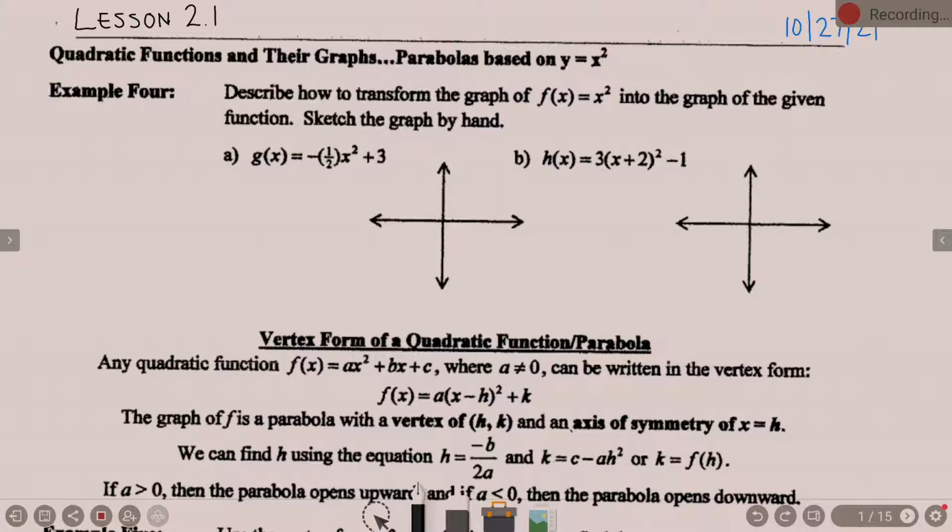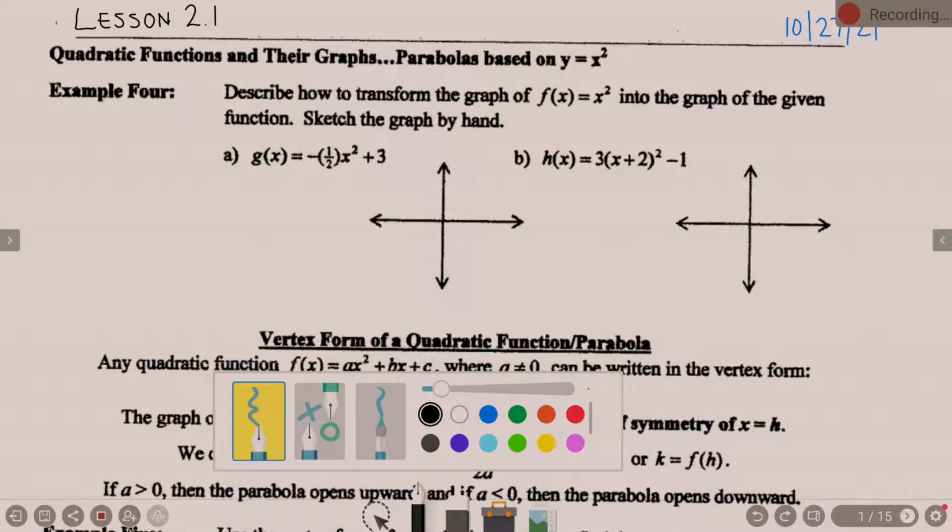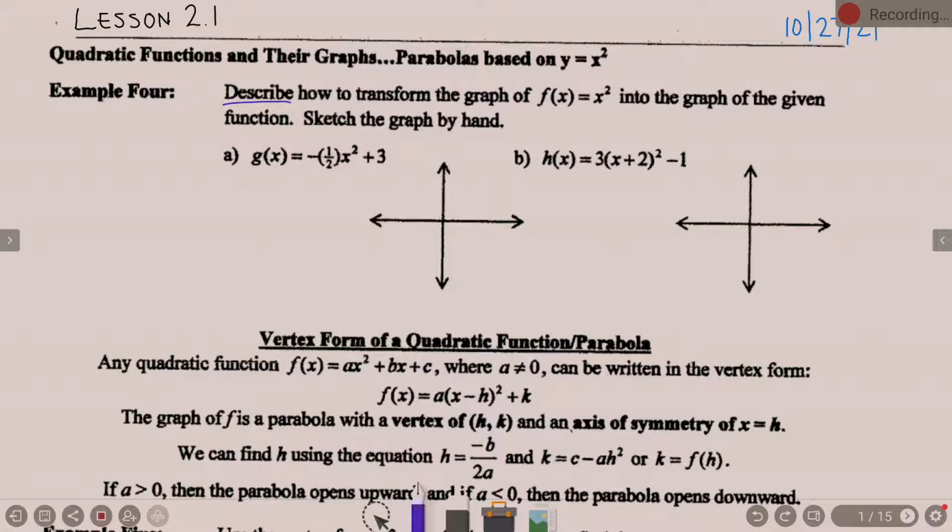So first thing, this kind of goes back to Algebra 2 and what I'm doing right now in Algebra 2. Describe how to transform the graph of f of x equals x squared into the graph of the given function, and sketch the graph by hand. So this goes into, okay, what are the different transformations we see? Okay, so A, g of x is negative 1/2 x squared plus 3. Let's start with the describe part of this. What are your thoughts? What are the pieces here?